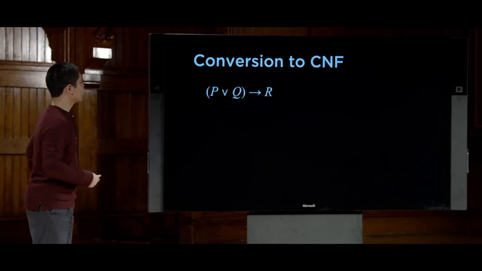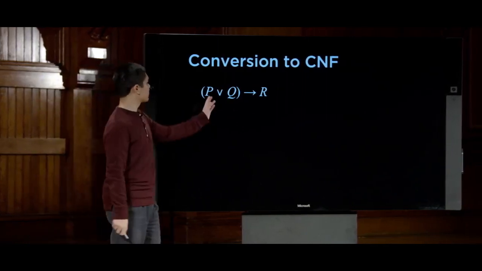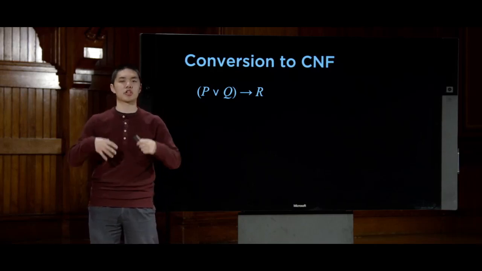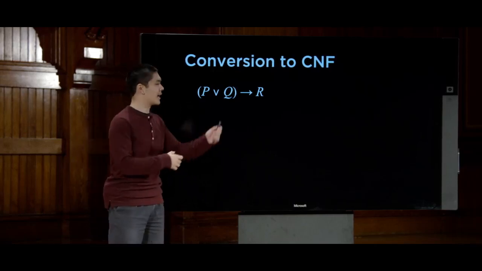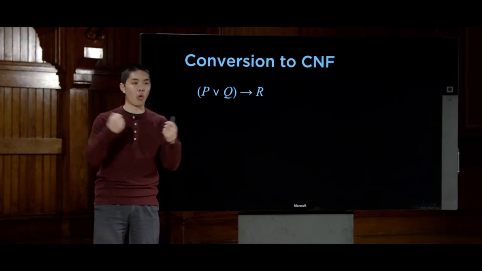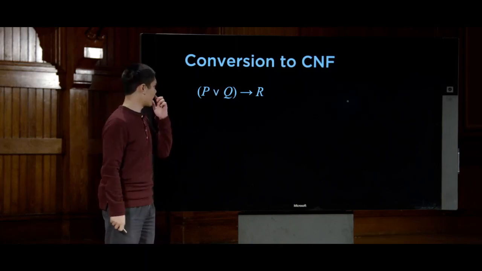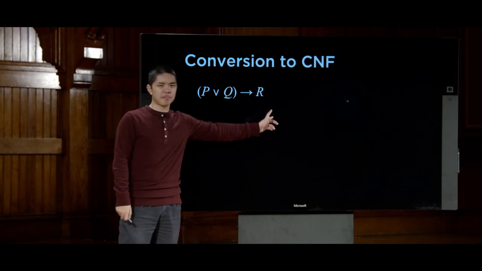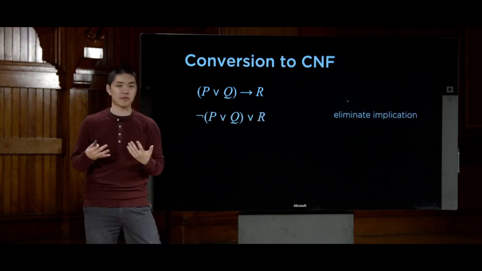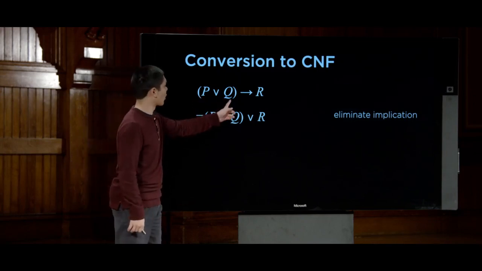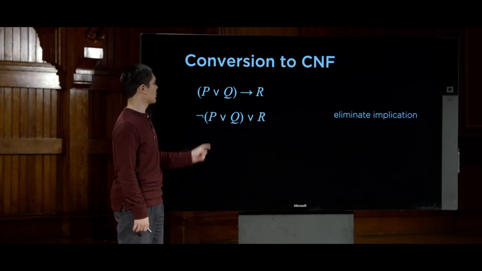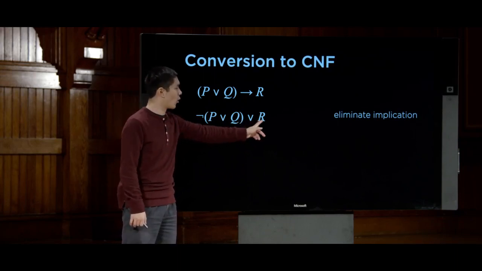Here's how we can do it. Let's take this formula, for example. P or Q implies R, and I'd like to convert this into conjunctive normal form, where it's all ands of clauses, and every clause is a disjunctive clause. It's ors together. So what's the first thing I need to do? Well, this is an implication, so let me go ahead and remove that implication. Using the implication inference rule, I can turn P or Q implies R into not P or Q or R.